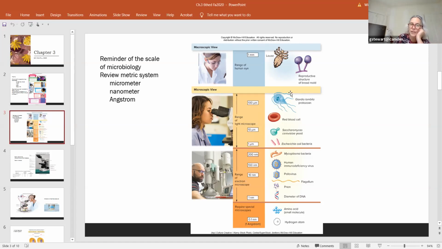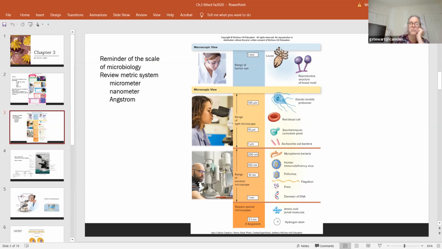Notice that the Giardia here, this is a whole single-celled organism, a protozoan, a eukaryote. Here's a picture of a red blood cell, yeast, and then bacteria. Notice the bacteria fall mostly in this category between 10 and 1 micrometers. Smaller than that, viruses, we would need to use an electron microscope.